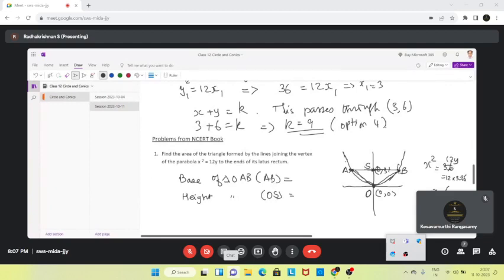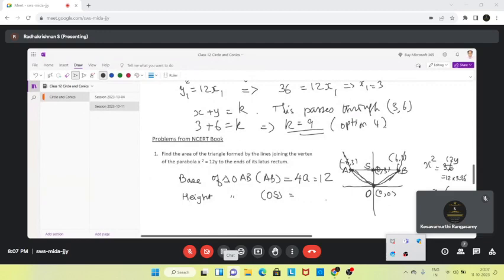So this coordinate is (6, 3). This coordinate is (minus 6, 3). So what is the length of the latus rectum then? 12. Yes, it's actually 4a. There is a formula also, an easy formula you can remember. The length of the latus rectum is 4a, which is 12 in this case.